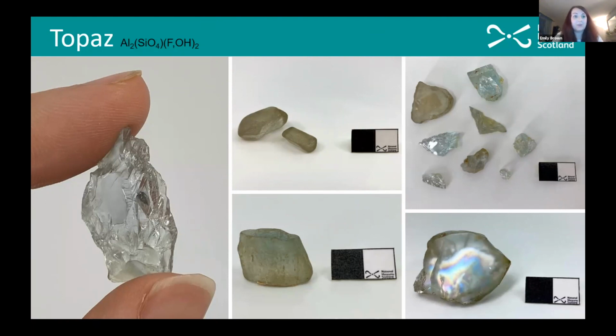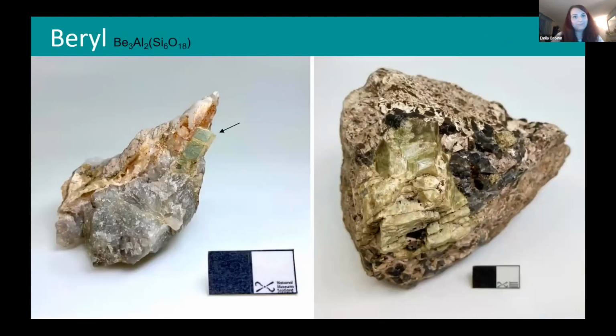Topaz is the rarest of the three gemstones in the Cairngorms. We don't actually have any faceted topaz to show you. So I'm going to hop on to beryl.